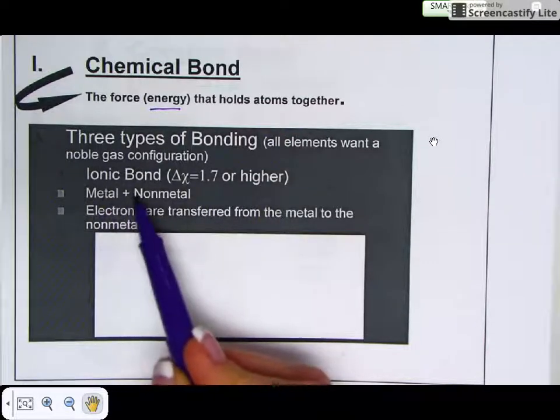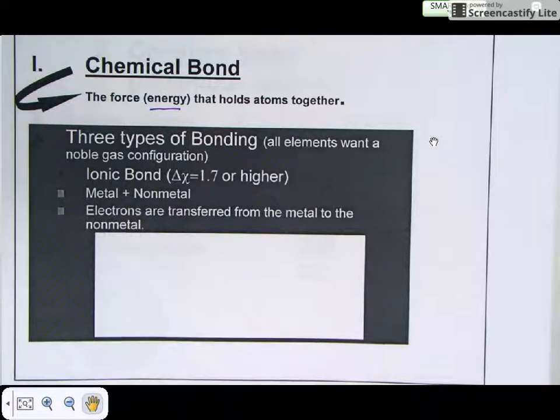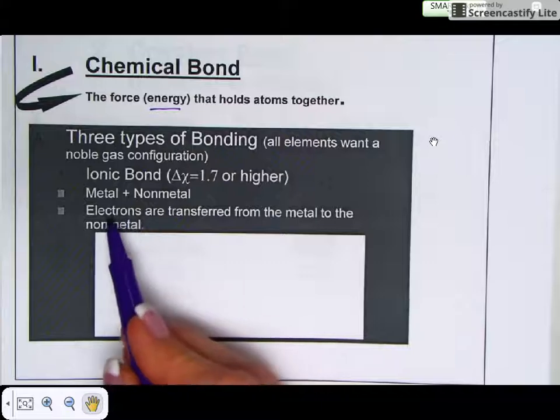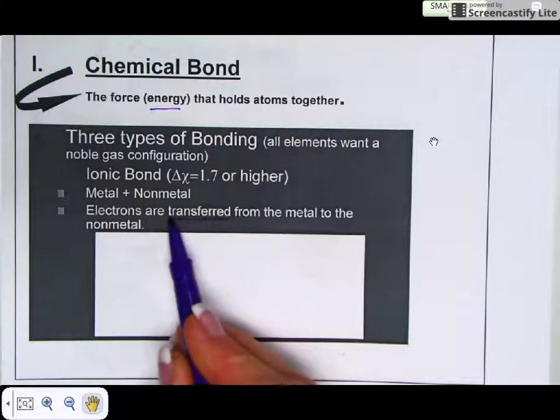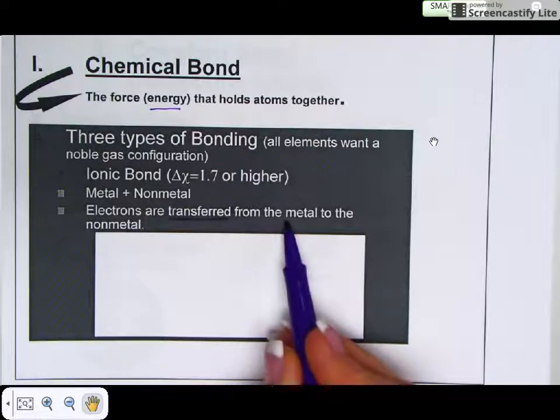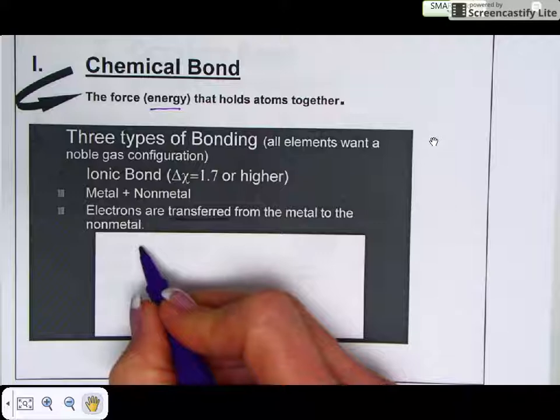Again, if it's ionic, you have to have a metal ion and a nonmetal ion. And what happens with your ionic bond is the valence electrons are transferred. That's a very important thing to remember. They get transferred from the metal to the nonmetal. So let's take, for example, think about sodium.